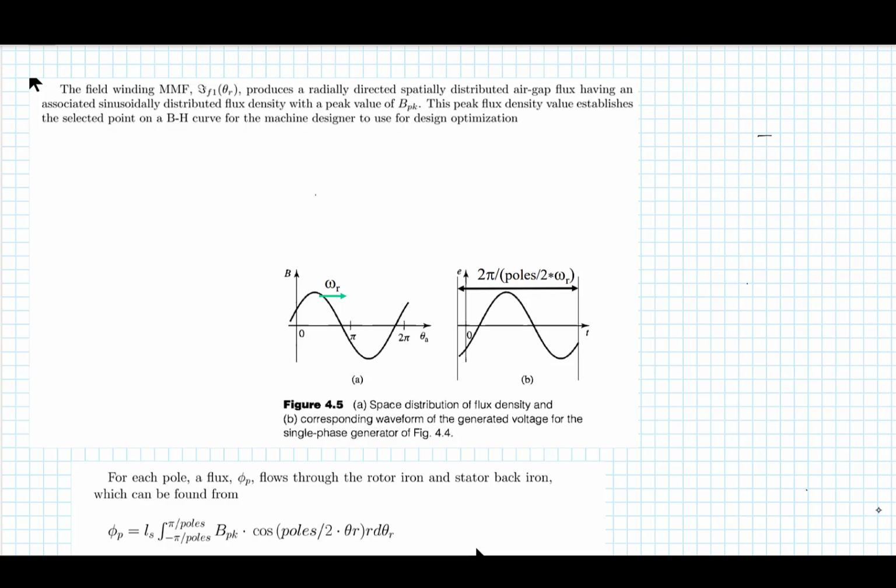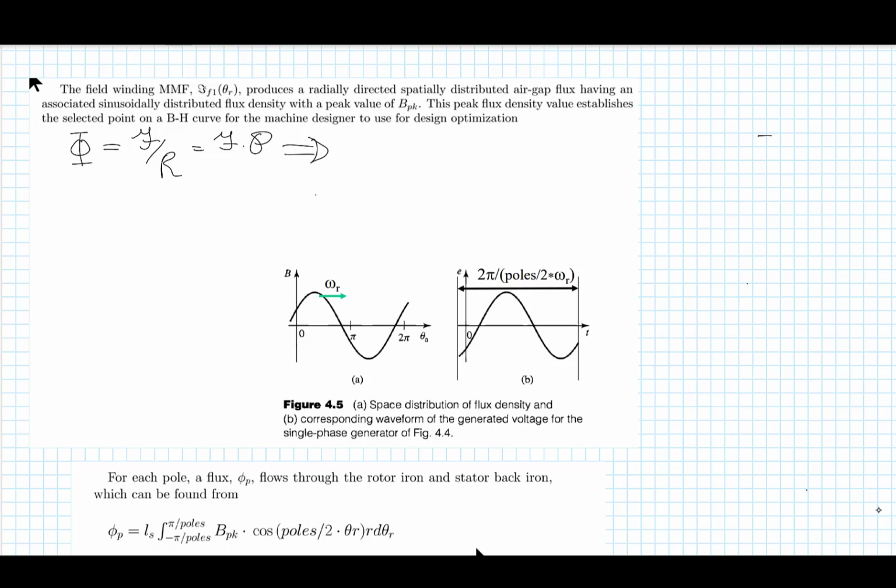So let's not forget, we're really still talking about a magnetic circuit, and therefore we can think about coming up with a flux ultimately that is equal to the MMF divided by the reluctance, or equal to the MMF times the permeance.